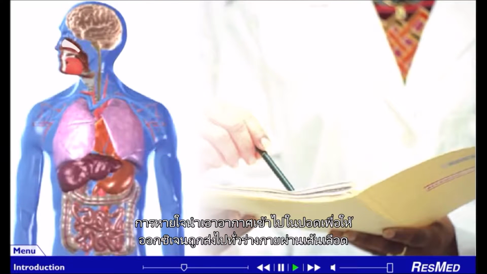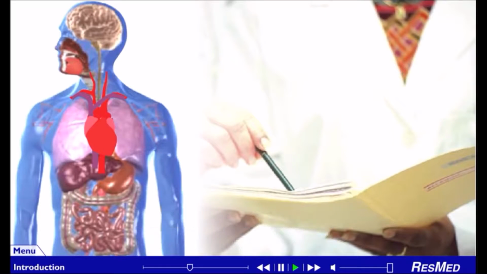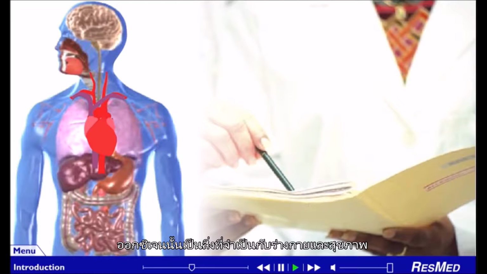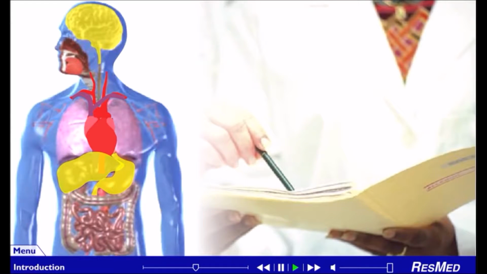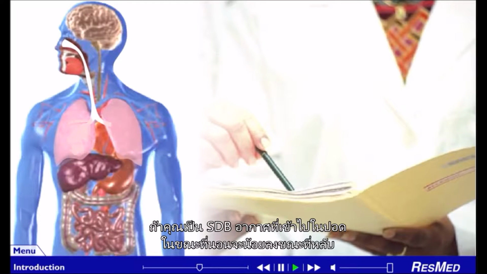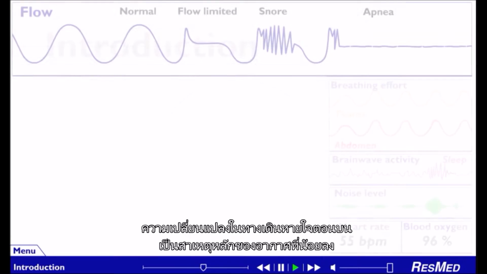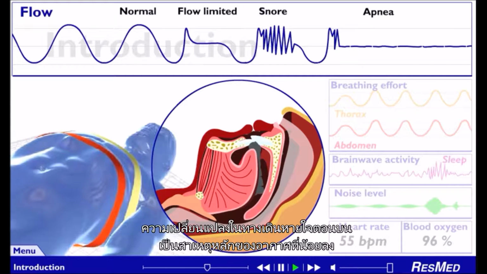Breathing brings air into the lungs so that oxygen can be transported throughout the body via the bloodstream. Oxygen is vital for organ function and general health and well-being. If you have SDB, airflow to your lungs periodically decreases while you sleep. Changes in the upper airway are the most common cause of reduced airflow.